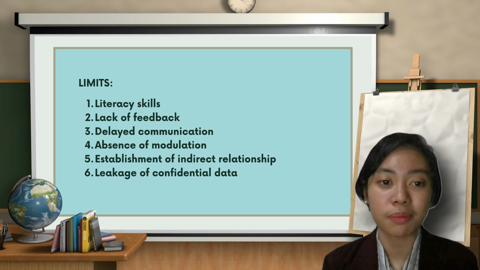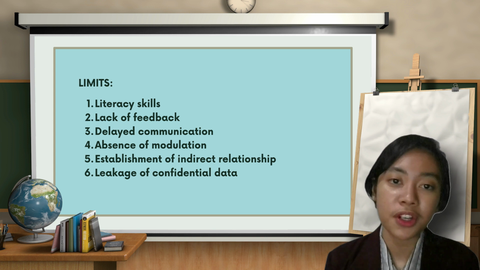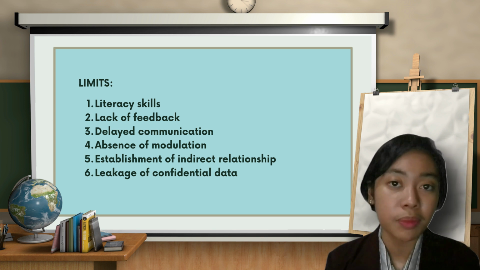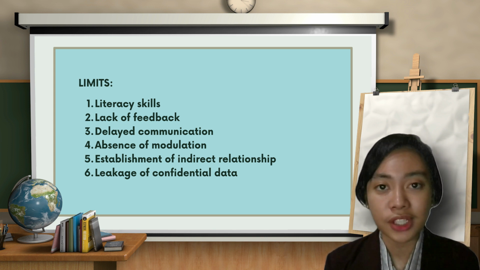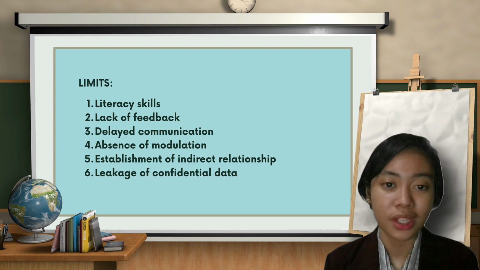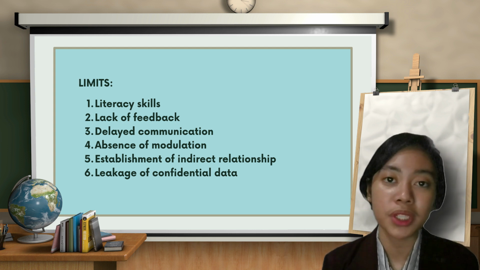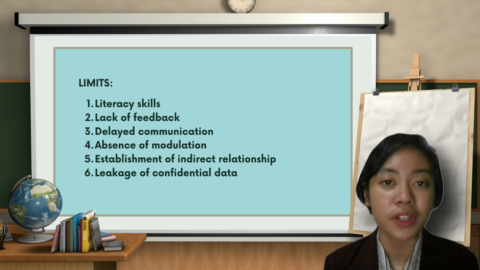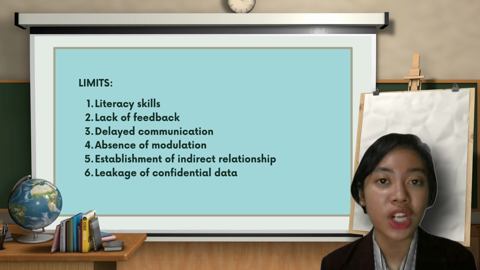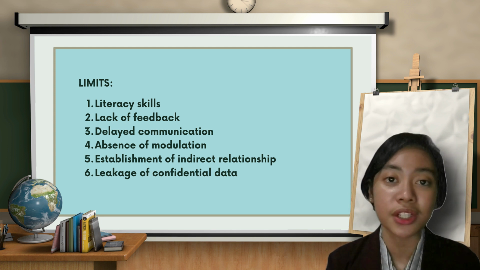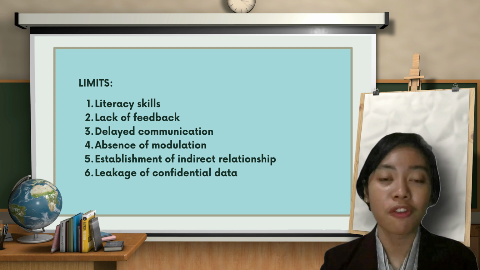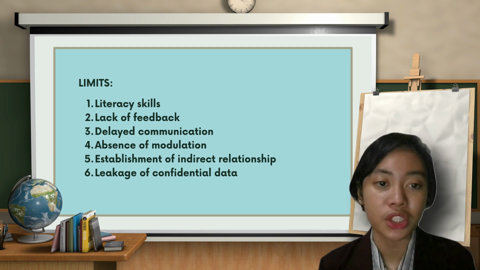Second, lack of feedback. In writing, there is no immediate feedback for many reasons. It may be too difficult to comprehend or it may be too long. For whatever reason, there is a solution to it. Write your message as detailed and accurately as possible. Third, delayed communication. Because of the lack of immediate feedback, it delays the transfer of message between the sender and the receiver. Fourth, absence of modulation.